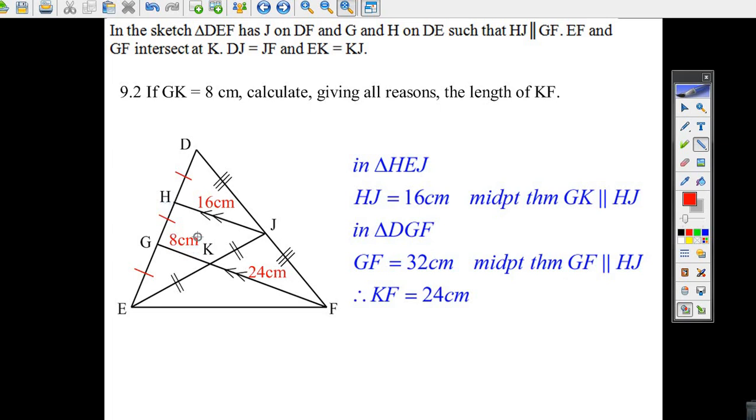Okay. Well, if we know that this whole thing's 32, then we just have to go 32 minus 8, and we get KF. Therefore, KF must be 24 centimeters. And there you go. That's it.